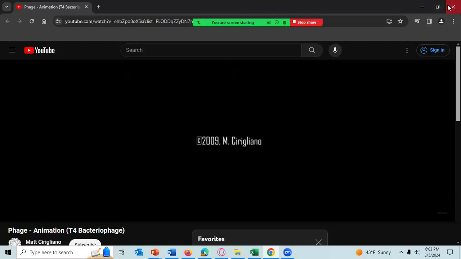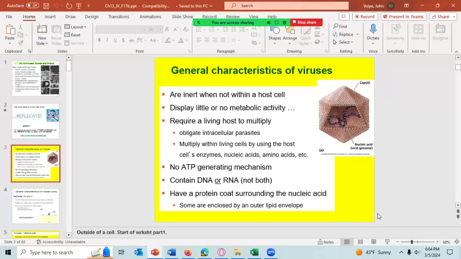Any questions about that movie? All right, let's talk about some general characteristics of viruses. Viruses are inert when they are not in their host cell. That means they display little or no metabolic activity. They're not replicating. They're essentially not doing anything when they're not in their host cell.